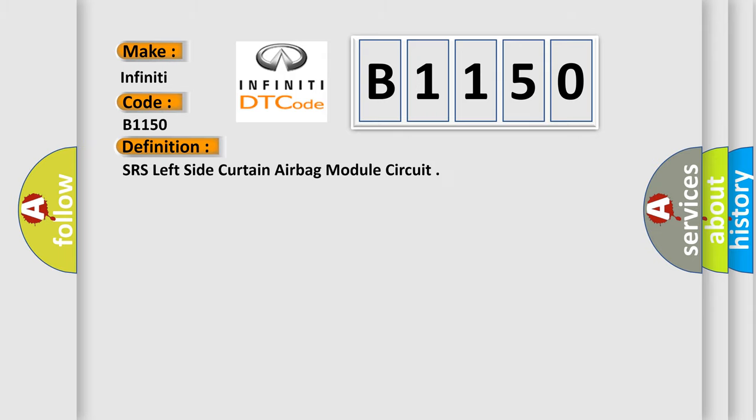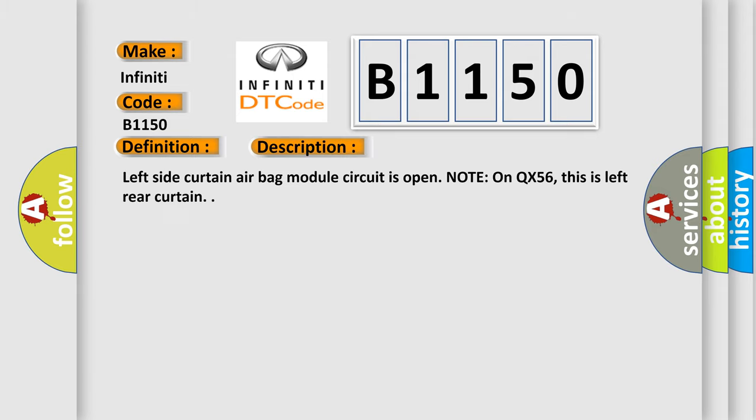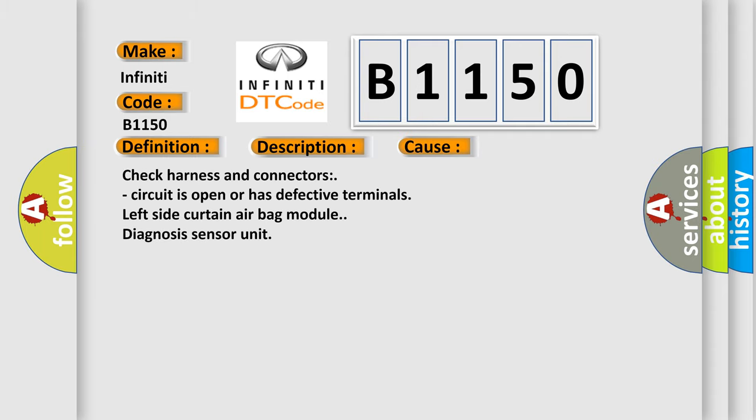The basic definition is SRS left side curtain airbag module circuit. And now this is a short description of this DTC code. Left side curtain airbag module circuit is open. Note on QX56, this is left rear curtain. This diagnostic error occurs most often in these cases: check harness and connectors, circuit is open or has defective terminals, left side curtain airbag module diagnosis sensor unit.